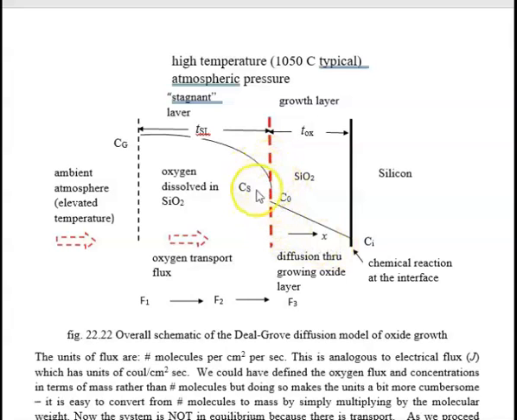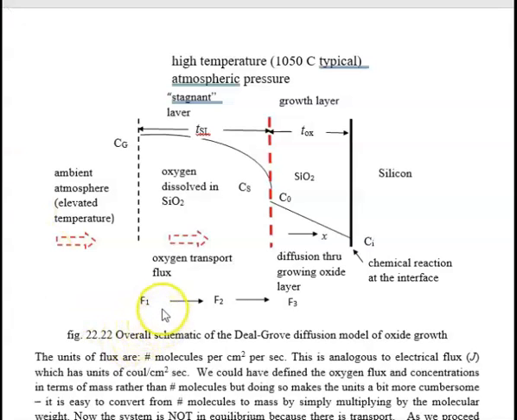Okay, this is a rather interesting interface right here, and there is a sudden drop from CS to C0, and at this particular interface, there's something called Henry's Law, which applies, and we'll talk about Henry's Law in some more detail later on. There are 3 fluxes. F1 pushes the oxygen molecules into the static layer. F2, they diffuse through the static layer into the growth layer. And F3, they actually convert from, well, I shouldn't say convert, the chemical reaction O2 plus silicon goes to silicon dioxide.